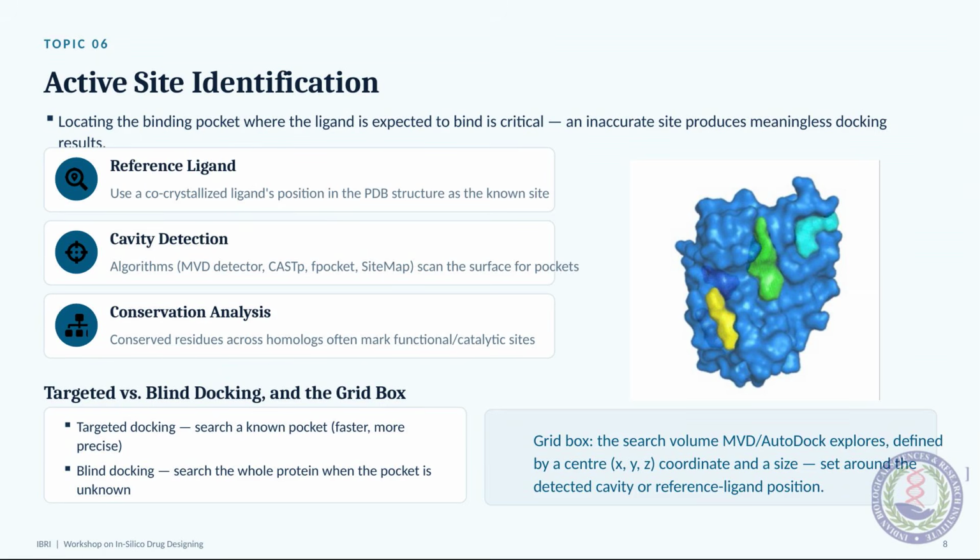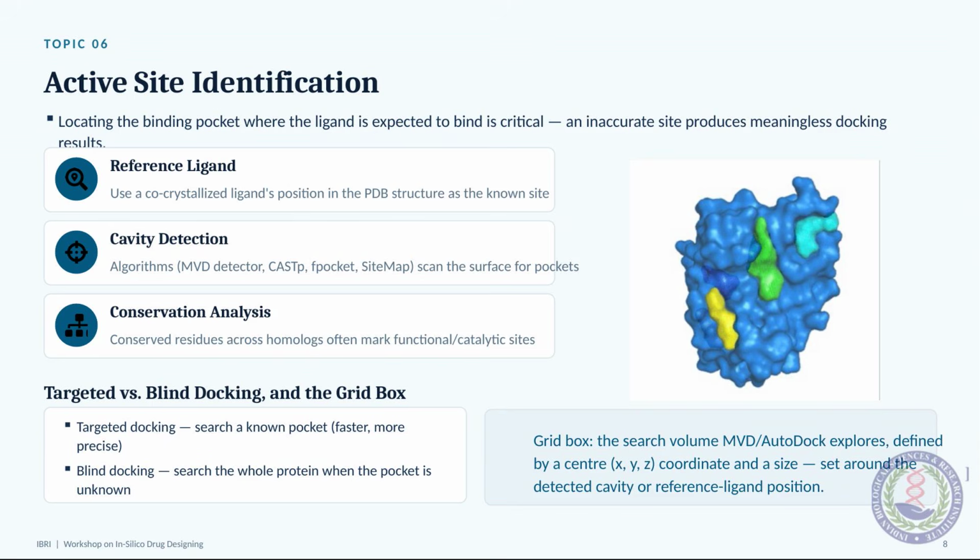Using a reference ligand, where a co-crystallized ligand's position in the PDB structure marks the known site. Cavity detection, where algorithms like the MVD detector, CASP, F-pocket, and sitemap scan the protein surface for pockets. And conservation analysis, where residues conserved across homologous proteins often mark functional or catalytic sites.